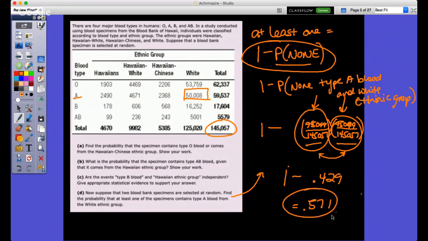And that would be, I would say, a 57.1% chance, or a 0.571 proportion, that out of the two randomly selected specimens, at least one of them would be a type A blood type and white ethnicity. And so that's how we would attack part D. It's a great question as far as at least one. How do you attack that? That's a really, really good question on that one. Good stuff.